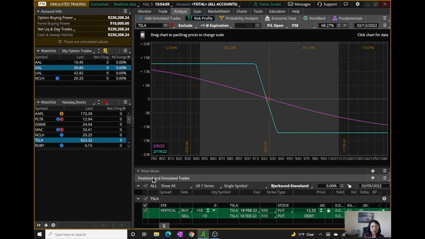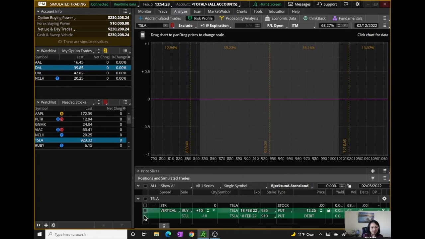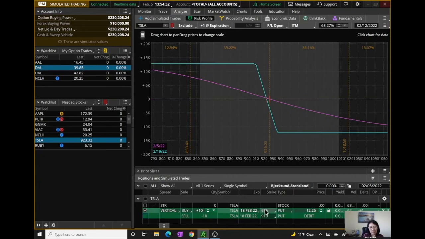Okay, when you come to this place, you notice I punched in analyze and nothing happened, so you could always click on the risk profile. Risk profile and analyze is pretty much the same button. Okay, so make sure you come to this area, you unclick all. Like this time it's easy because I only have one trade going on.